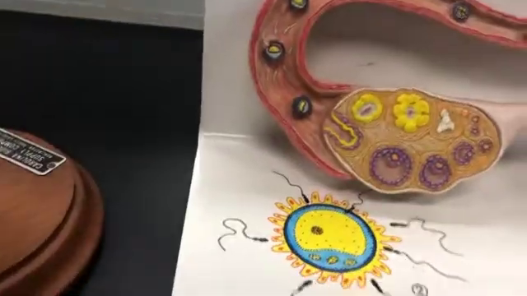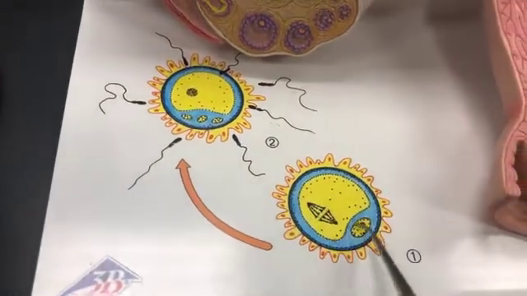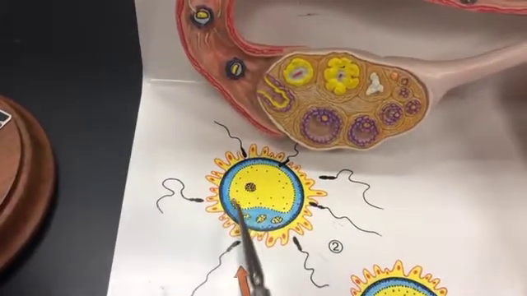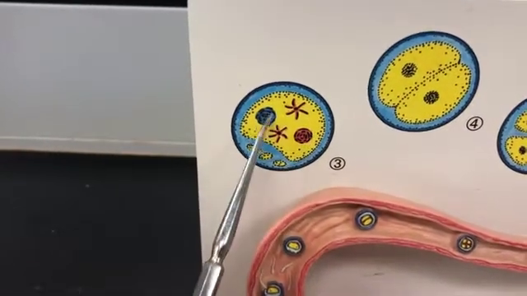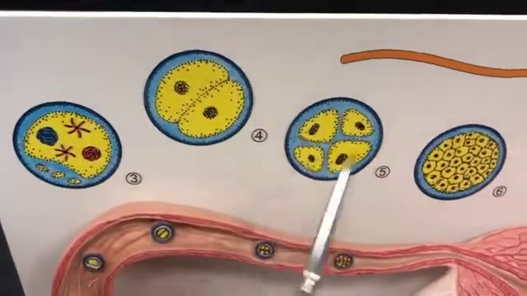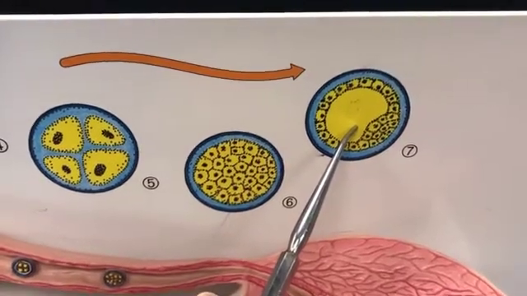And again, different views of the same thing. Secondary oocyte is being fertilized, becomes an ovum with sperm and an egg nucleus, 2-cell stage, 4-cell stage, solid ball of cells, and there's a morula.